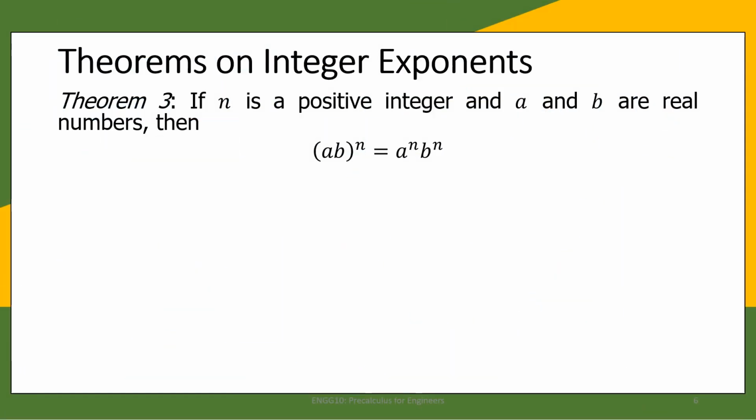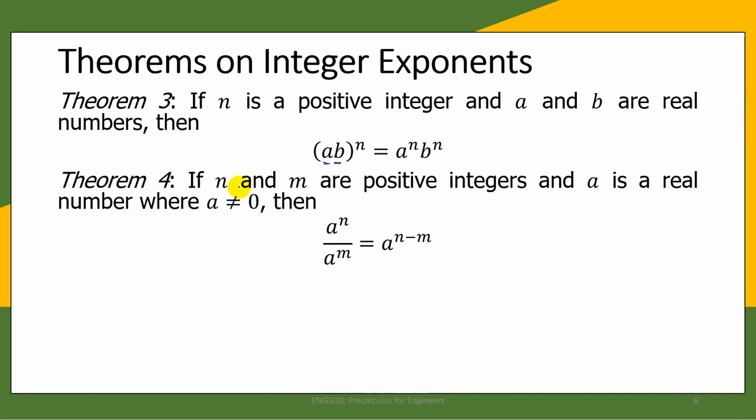Theorem 3. If n is a positive integer and a and b are real numbers, then the quantity ab raised to n is equal to a raised to n times b raised to n. This is called the exponent of a product. Here, a times b is the base. The base has two factors, a and b. If this is the case, we need to distribute the exponent n to each of the factors. So a raised to n times b raised to n.